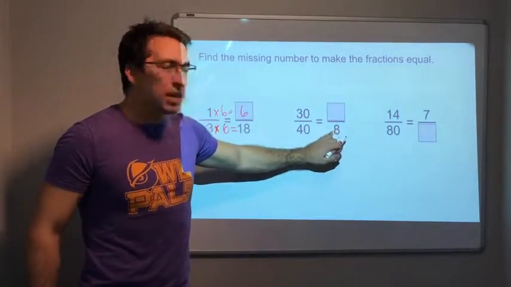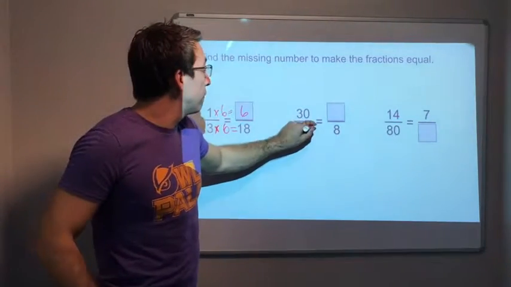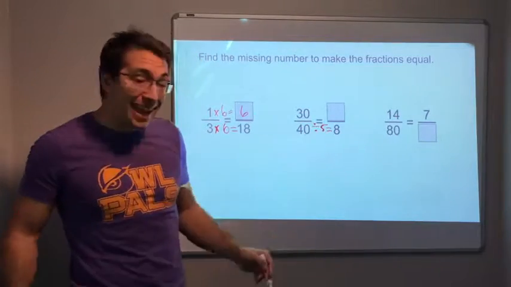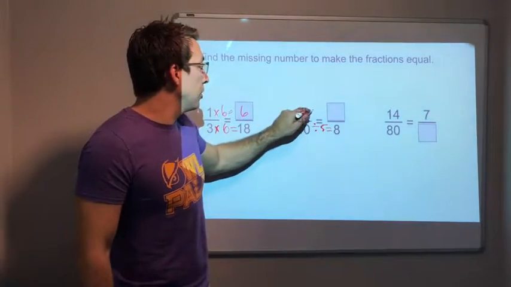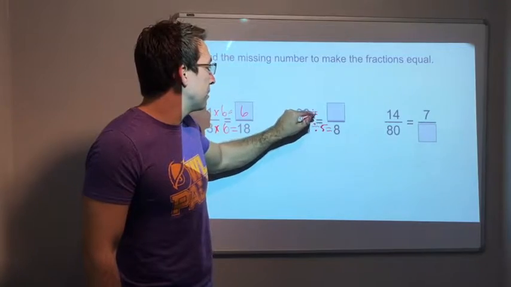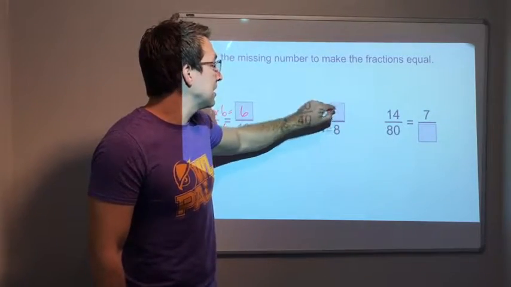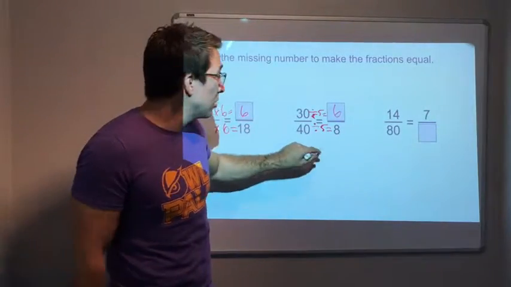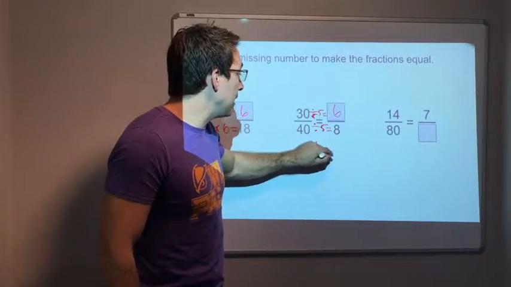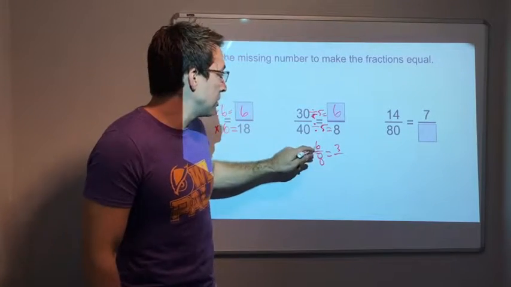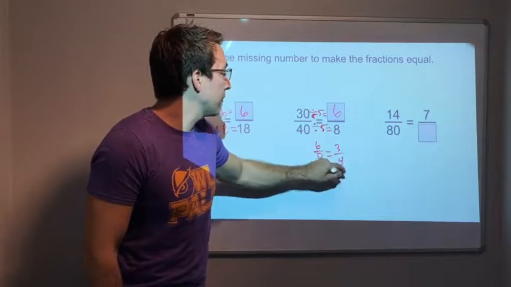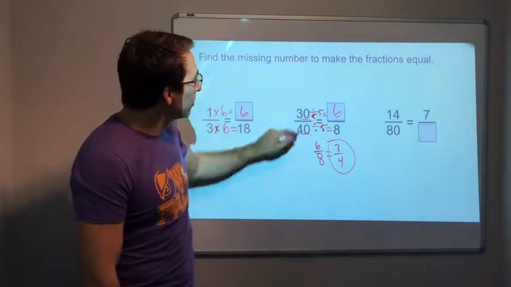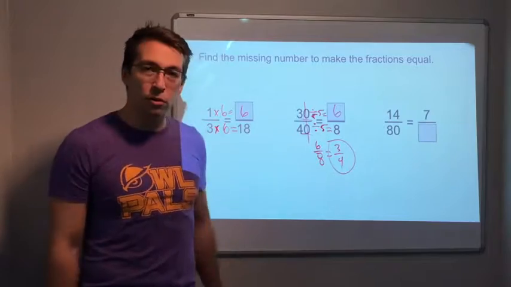40, how do you get 40 to 8? Division. 40 divided by 5 equals 8. So 30 divided by 5 equals 6. 6/8 is what? 3/4. 6 out of 8 equals 3 out of 4, because you divide it by 2. 30/40, well, drop that 0, it's 3/4. It's 3/4. Isn't that cool?